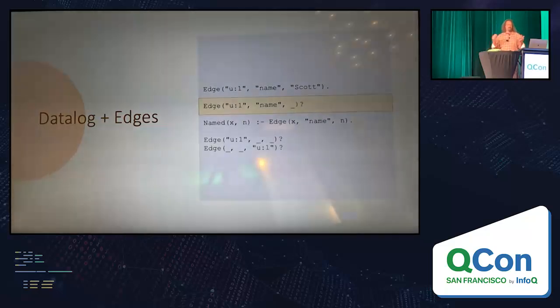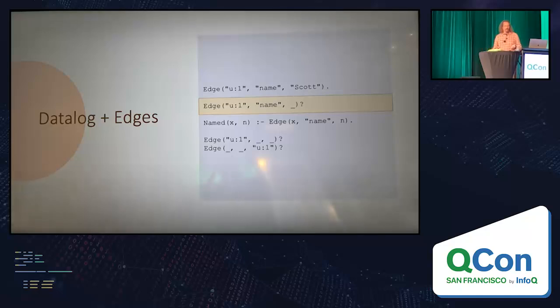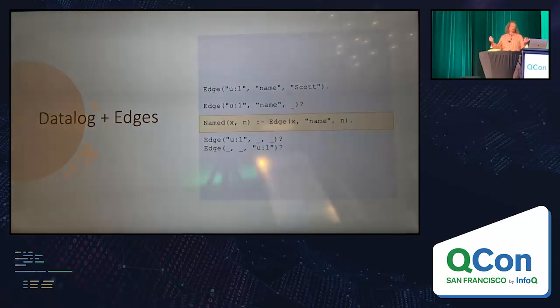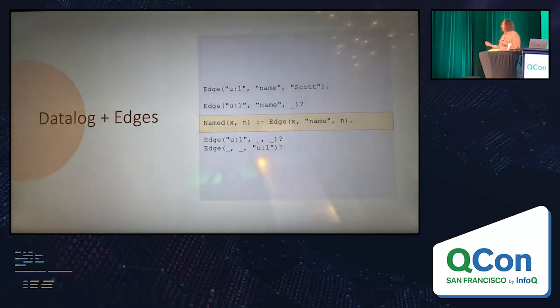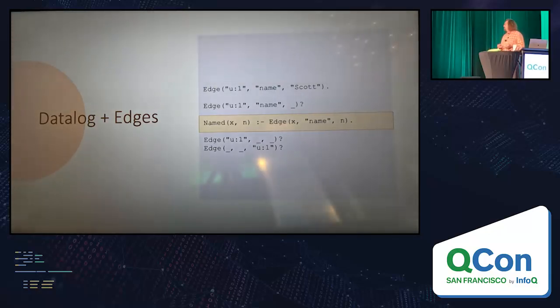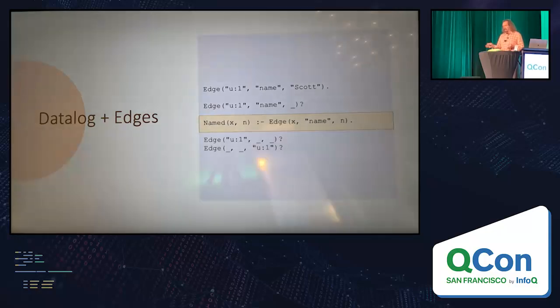Underbar is a variable, which just means I'm different from all other variables. Every underbar is different. So all you're doing here is asking, what is the name of user one? Pretty simple. And I can define a rule, like here's a rule called named, and the rule just evaluates the right-hand side. Same sort of thing. I can ask who has this name, or what is the name of this thing, just by supplying different variable bindings.